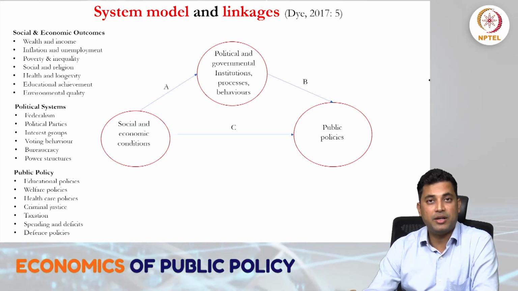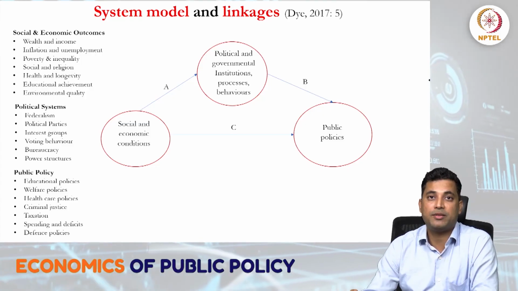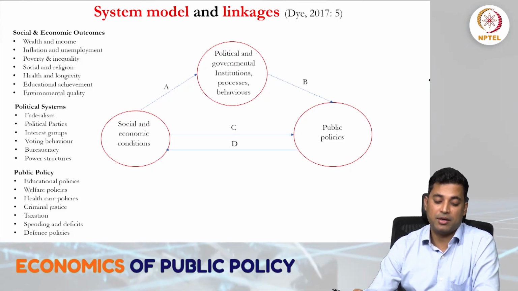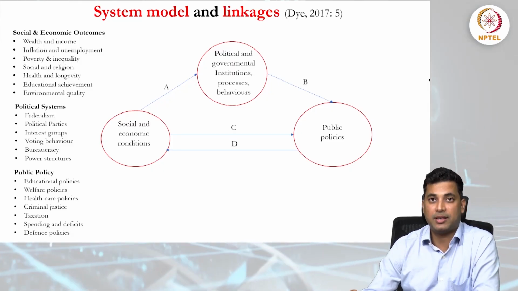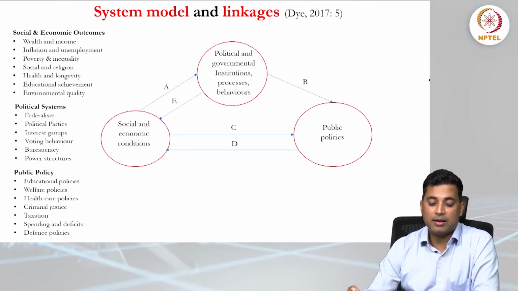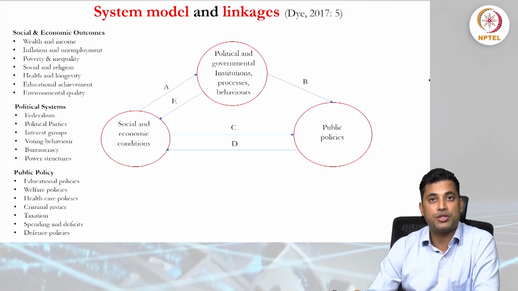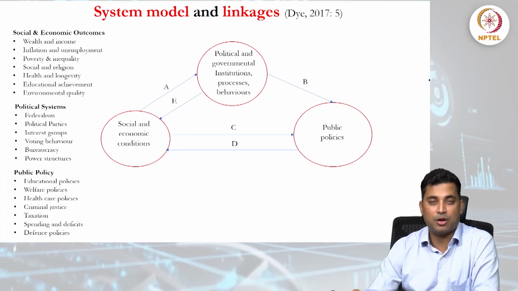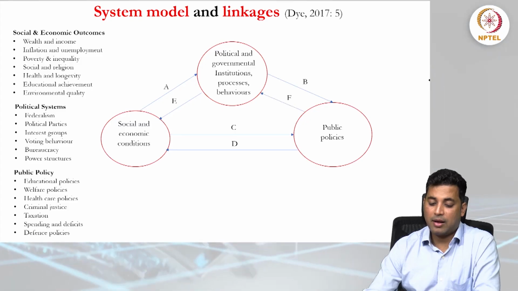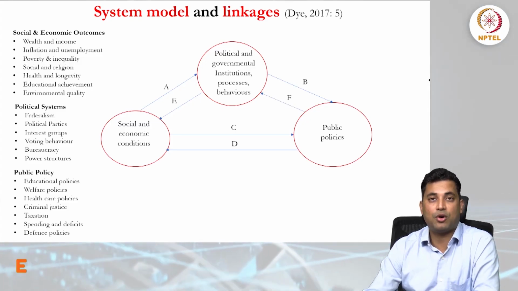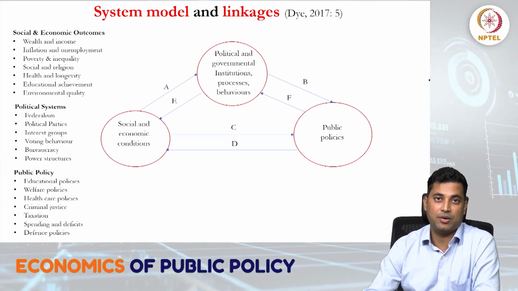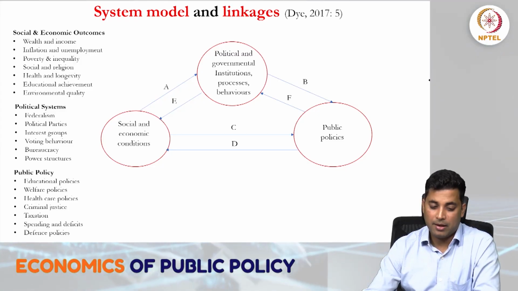And then social and economic conditions will define what kind of public policies are to be framed. And public policy also defines what kind of social and economic outcomes we will get in one particular context. So political and governmental institutional behaviors also shape how society and economic outcomes and conditions are. And political, governmental, and institutional behaviors also will get framed by the kind of policy that we frame at the macro level.